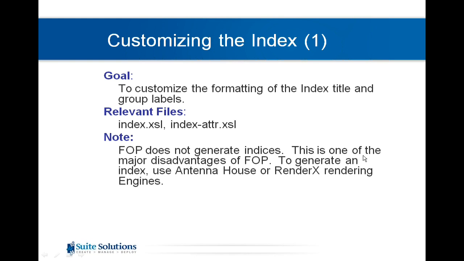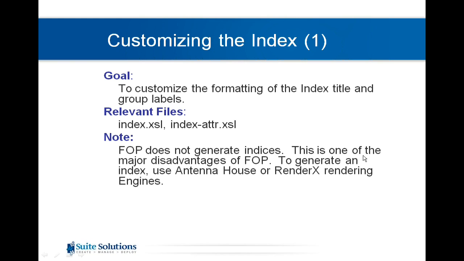Now I put this note in because I was reminded of it when I was preparing. I put in some index terms in the out-of-the-box sample data, and I pressed render, and I said, hey, where's my index? Then I remembered that's a bug in FOP. I was using FOP as a rendering engine, and a major disadvantage to this option is that it does not, in fact, generate indices. When I switched to Antenna House, I saw the index appear right away.